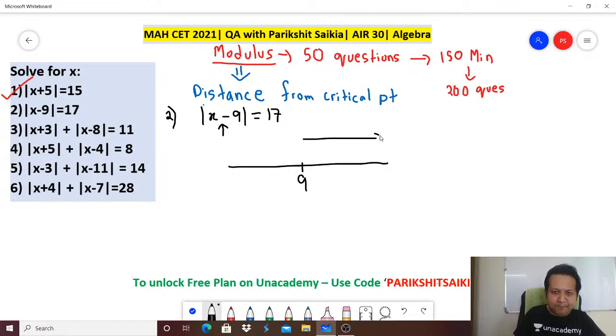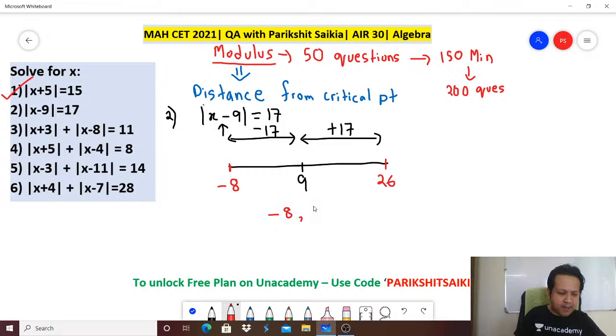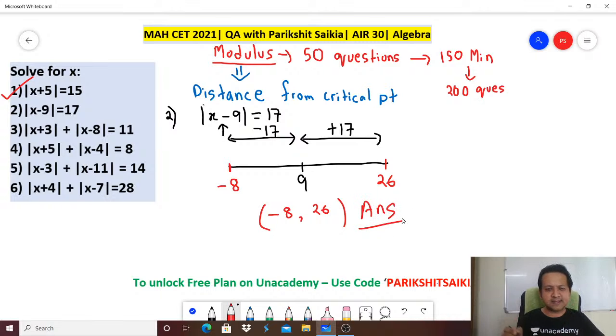So it is either going to be plus 17, on my right is always plus, and on my left is always minus. Can you write it down? 9 plus 17 is how much? 26. And 9 minus 17 is how much? Minus 8. So your answers are minus 8 and 26. These are your two answers. These are very, very easy questions, provided you understand the basic concept. Let's look at the third one.